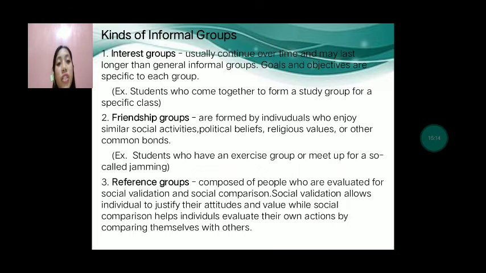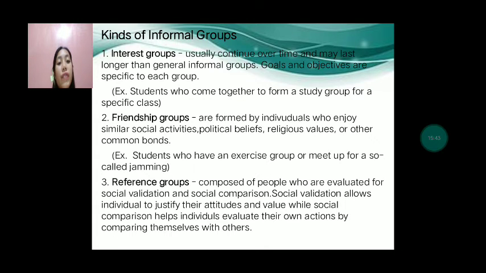Number two, friendship groups, from the word friendship. Those are the groups that are formed by individuals who enjoy similar social activities, political beliefs, religious values, or other common bonds. For example, students who have an exercise group or meet up for a so-called jamming.